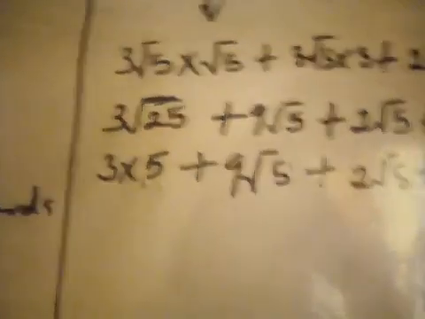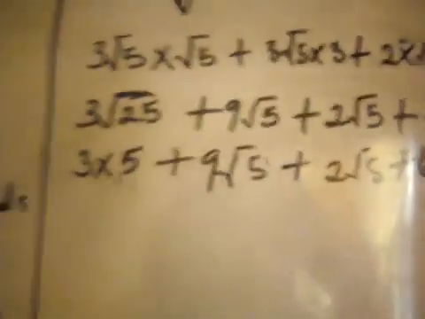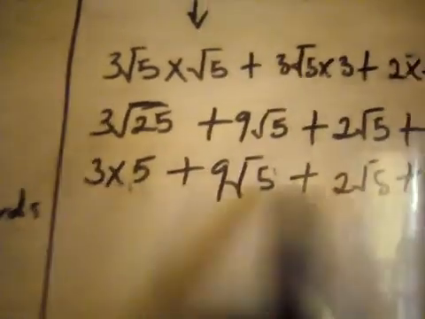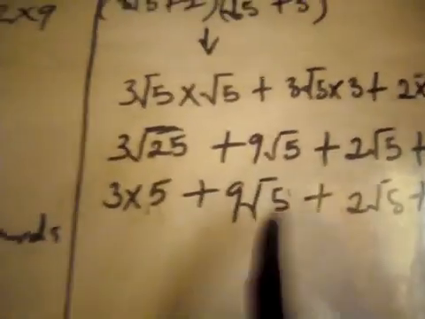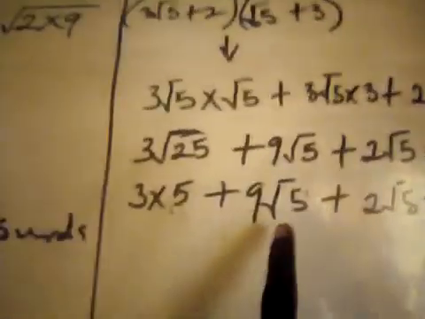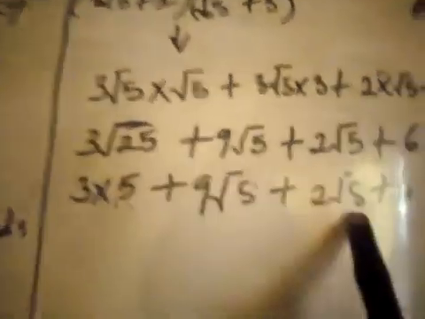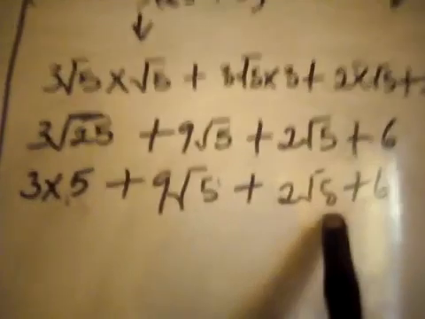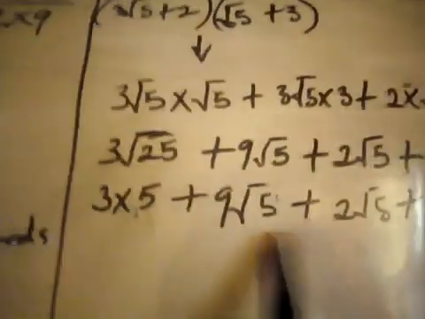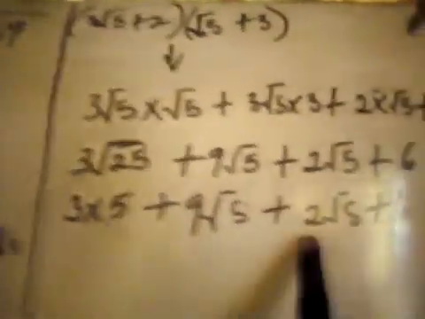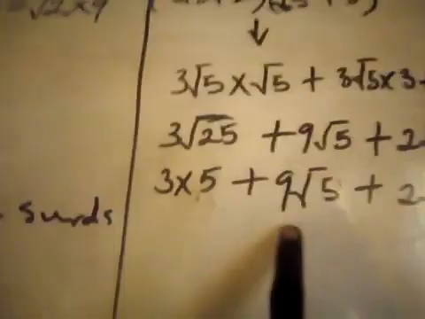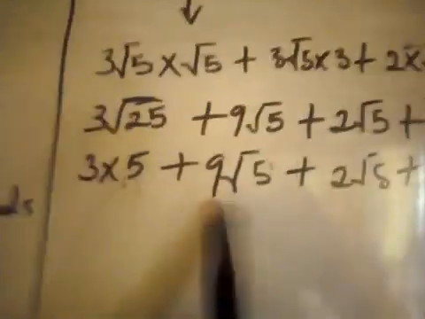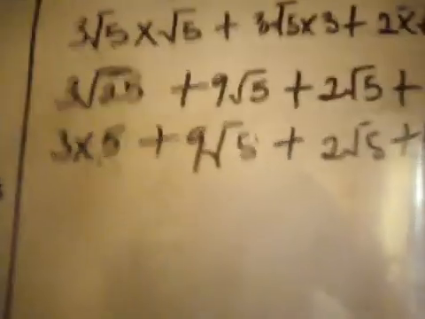Now, don't forget, one of the rules in addition of surds is that the surds involved in the addition must be the same. If you want to add this and this, that means this value here and this value here must be the same. And when you want to add them, you add the what? You add their whole numbers, but the surd, you pick one of the two.